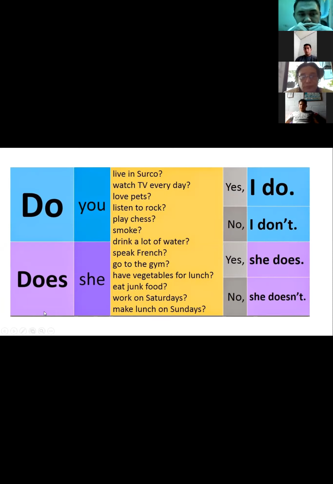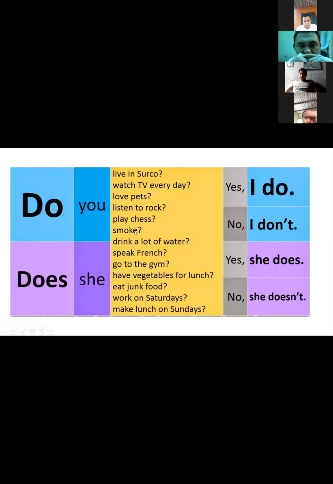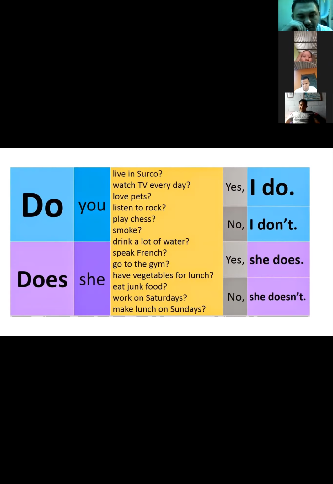Okay, now, what subject pronouns do we use with auxiliary do? What subject pronouns do we use? We use subject pronoun you and what others? We. I. I, we, and? They. Yes, they. Perfect. Okay, and what subject pronouns do we use with auxiliary does? He, she, it. Perfect. There you go.